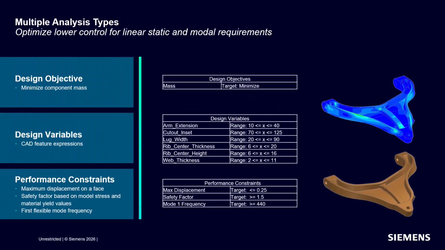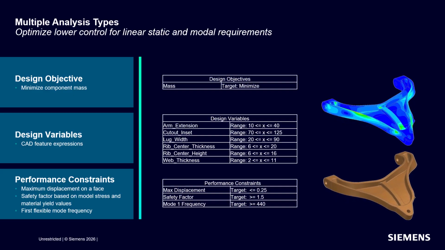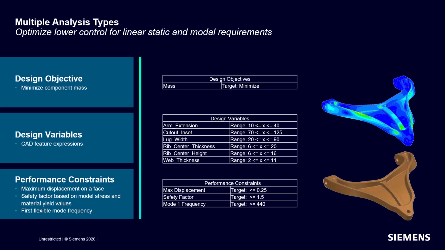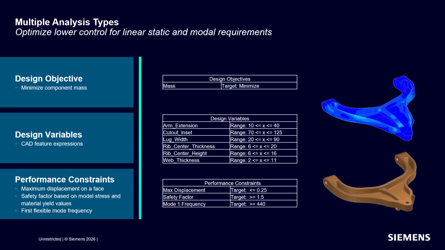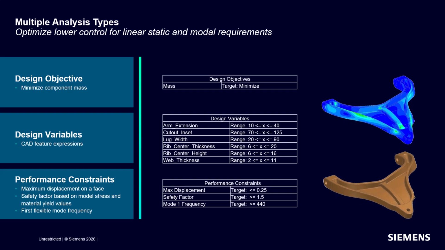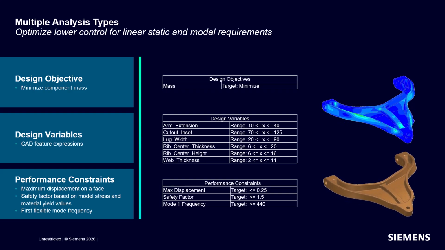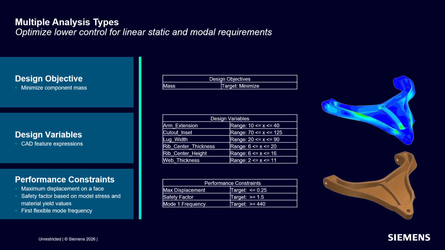Here's the definition of our optimization. We start off with a design objective in which we want to minimize the component mass. We have design variables that modify CAD features via expressions. And we have performance constraints that measure results via result probes in the Simcenter 3D model. These performance constraints are with respect to displacement, stress, and modal frequency output.